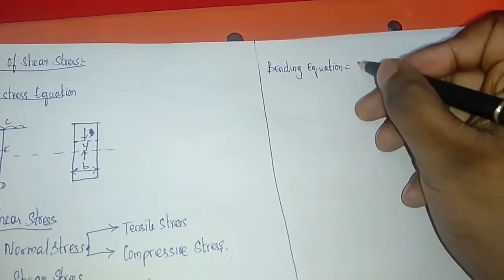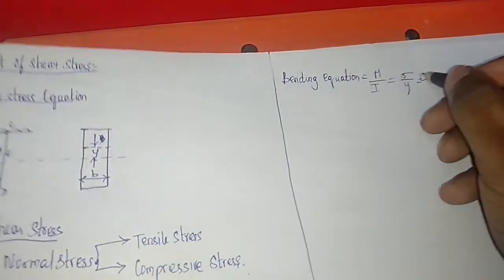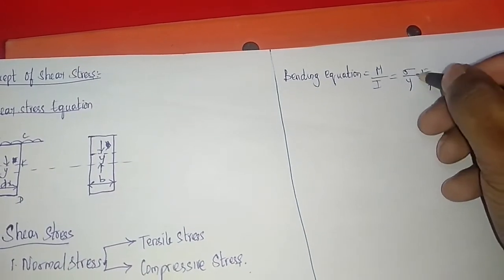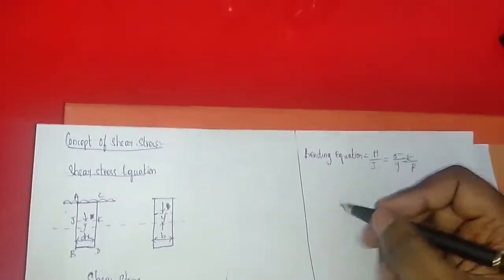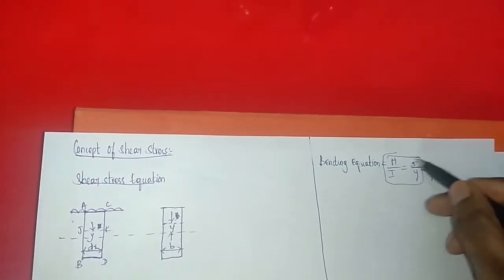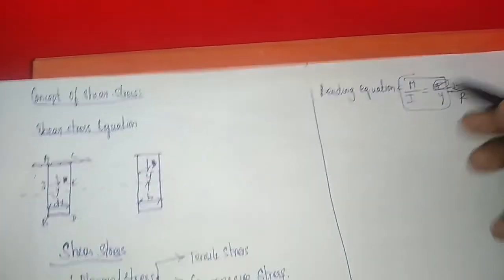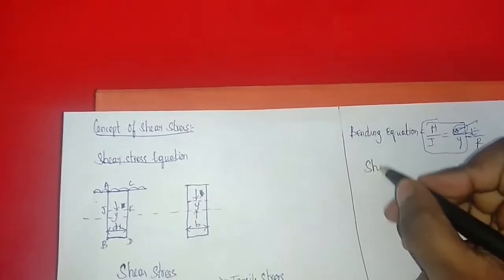M by I is equal to sigma by y is equal to E by R. So this is your bending equation, right? So using this bending equation, we will find the stress, the shear stress which is acting on a beam. So what is shear stress first? Right? What is shear stress?